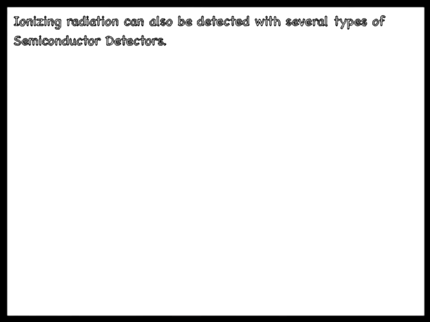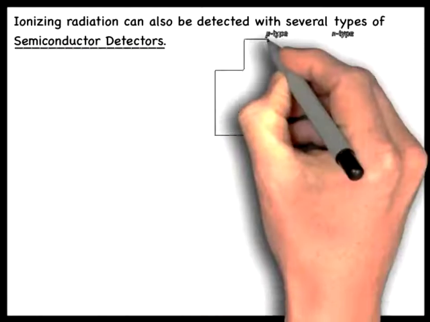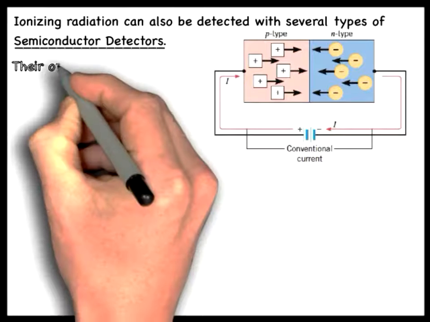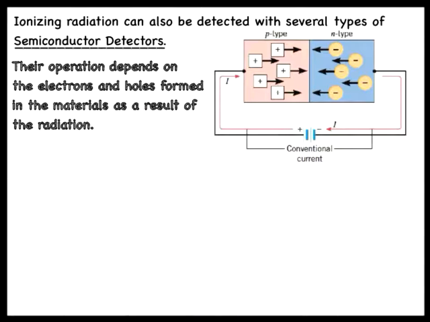Ionizing radiation can also be detected with several types of semiconductor detectors. Such devices utilize N and P-type materials, which we studied in section 23.5, and their operation depends on the electrons and holes formed in the materials as a result of the radiation. One of the main advantages of semiconductor detectors is their ability to discriminate between two particles with only slightly different energies.